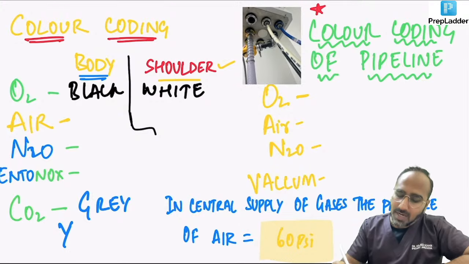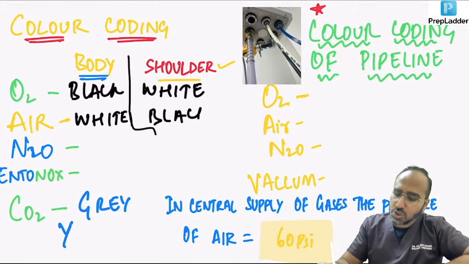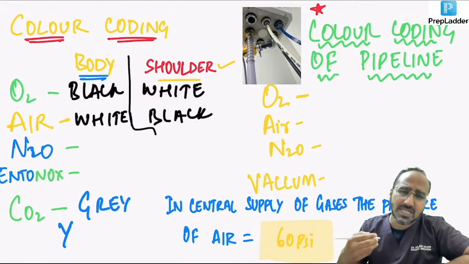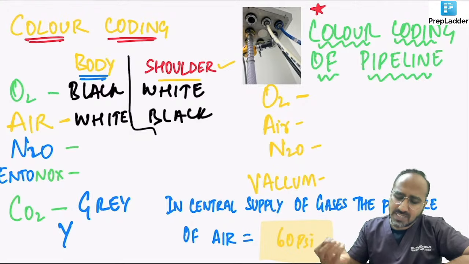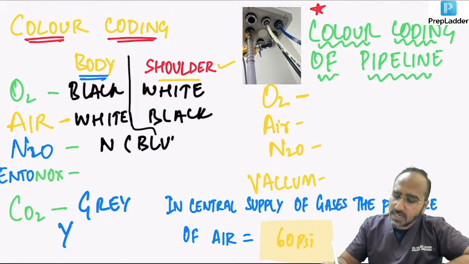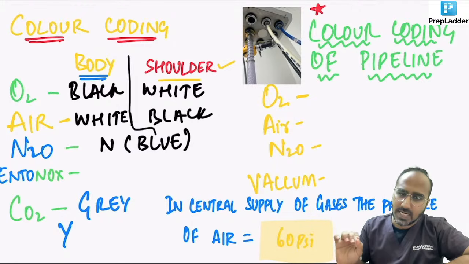Air cylinder. Air cylinder is opposite of oxygen. That is white body, black shoulder. In some countries, air cylinder has a gray body and black and white shoulder also, guys. Okay. So normally it is white body and black shoulder. Nitrous is what? Nitrous Neela. Neela means what? Completely blue cylinder. Nitrous, always remember, nitrous Neela, completely blue.